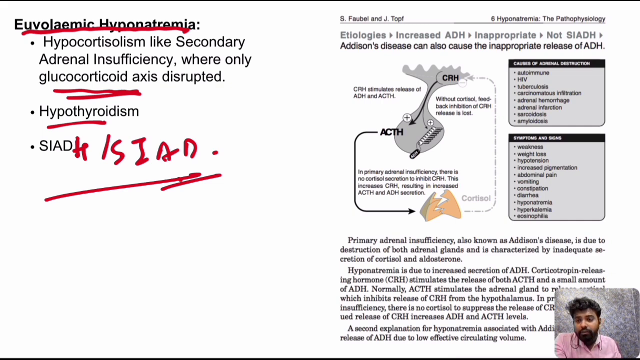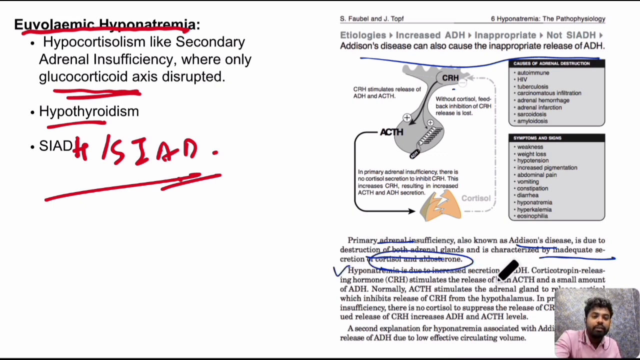One thing I will discuss here: Addison's disease can also cause hyponatremia. I told you primary adrenal insufficiency, also known as Addison's disease, is due to destruction of both adrenal glands and is characterized by inadequate secretion of both cortisol and aldosterone. So hyponatremia here is due to increased secretion of ADH.